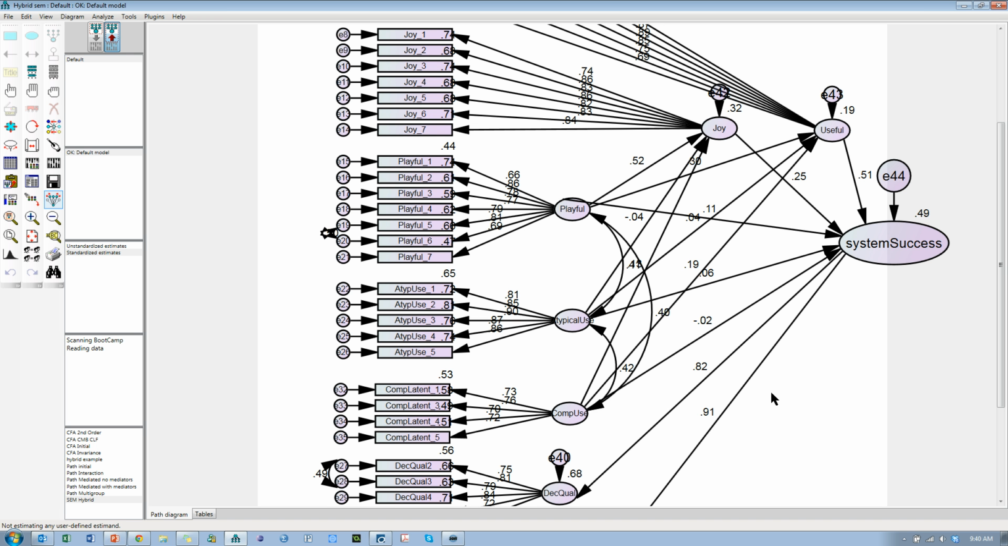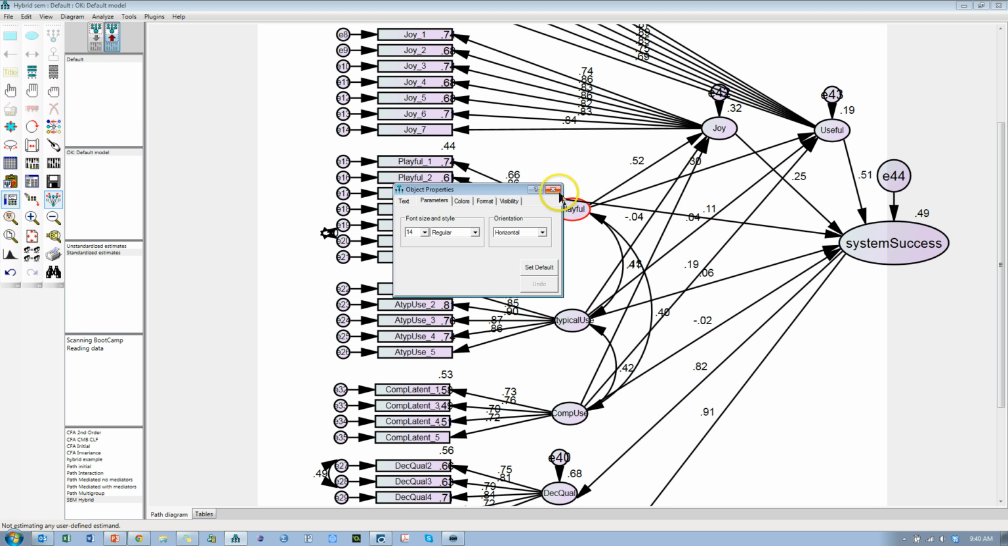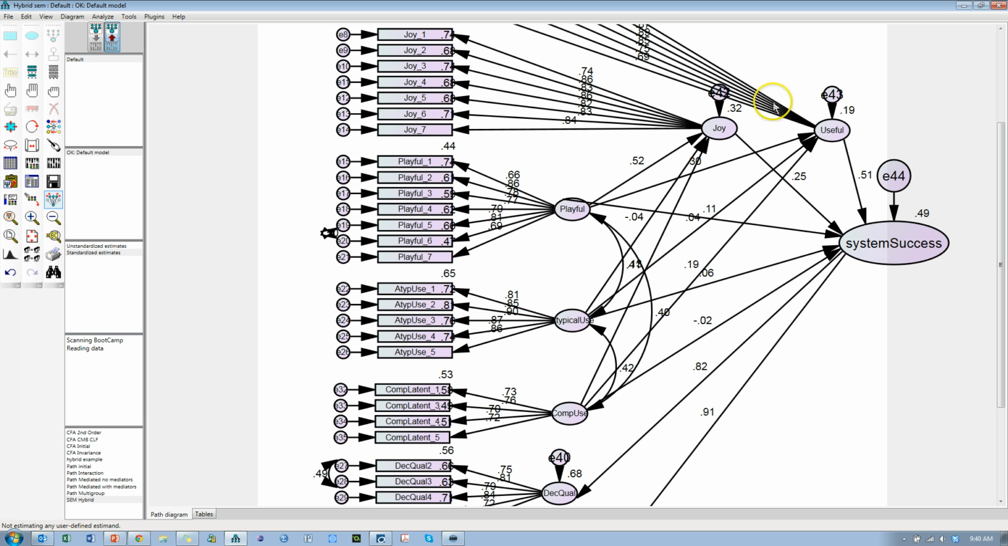To me, the regression loadings look just the same as these other ones, there's just an error. Are they the same? Yeah, what's the difference? That's a super good question. What's the difference between this arrow right here, 0.51, from usefulness to system success, and this arrow right here? Nothing.